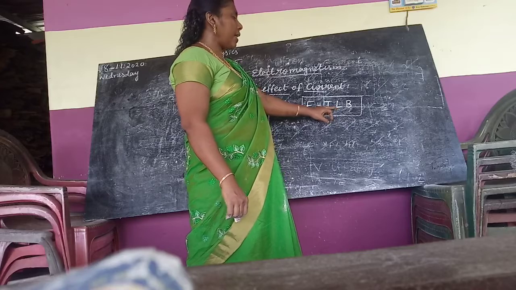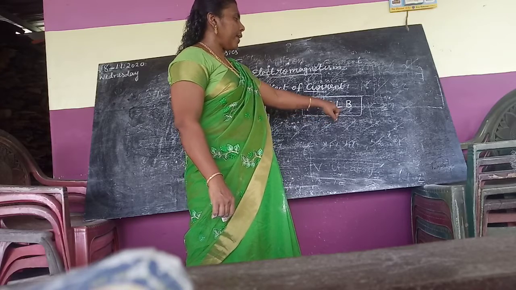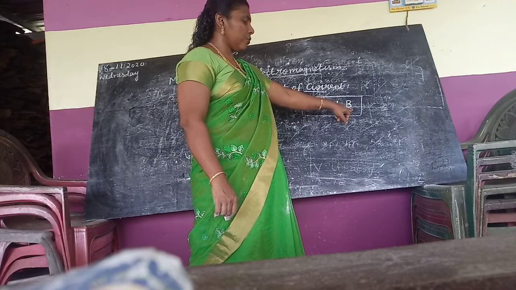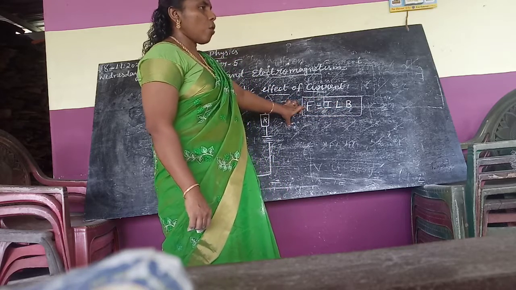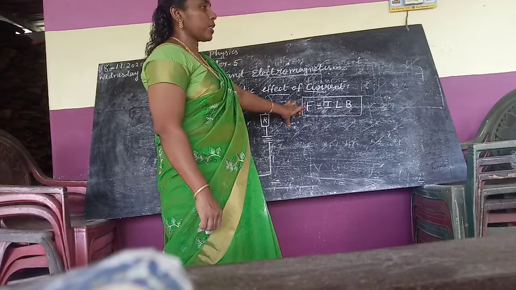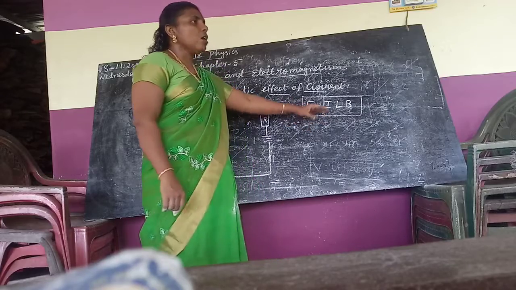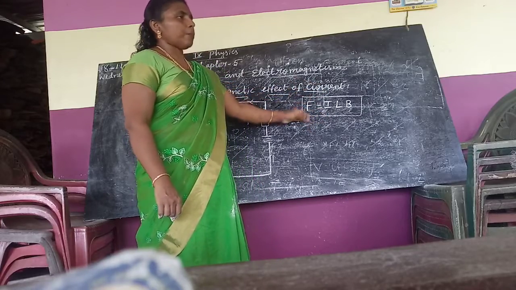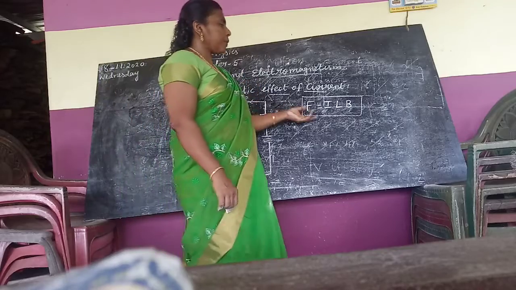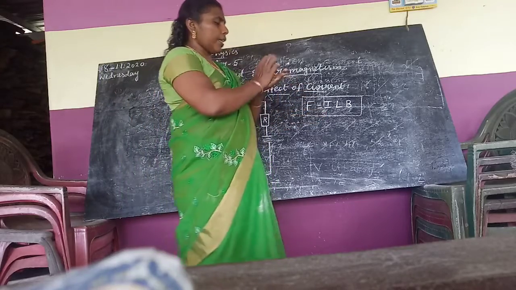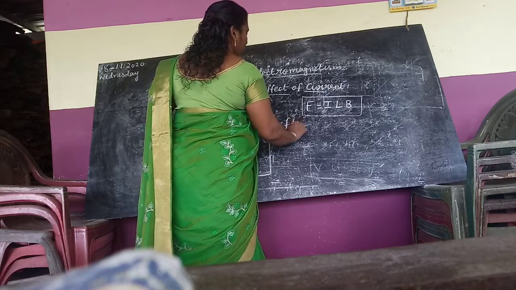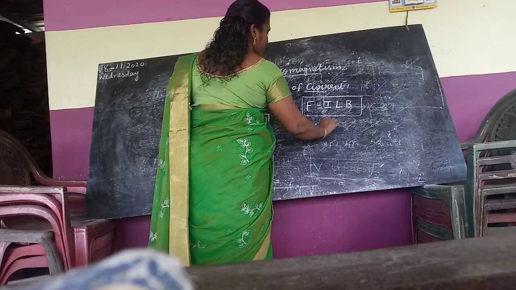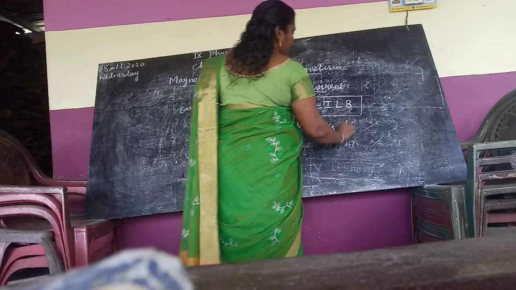In the problem, the current is given, the length is given, and the magnetic field is also given. Just multiply and find the value of force. This is how we can find out how much force acts on a conductor using the formula. Then we will do the solved problem. Before that, let us learn Fleming's left hand rule.